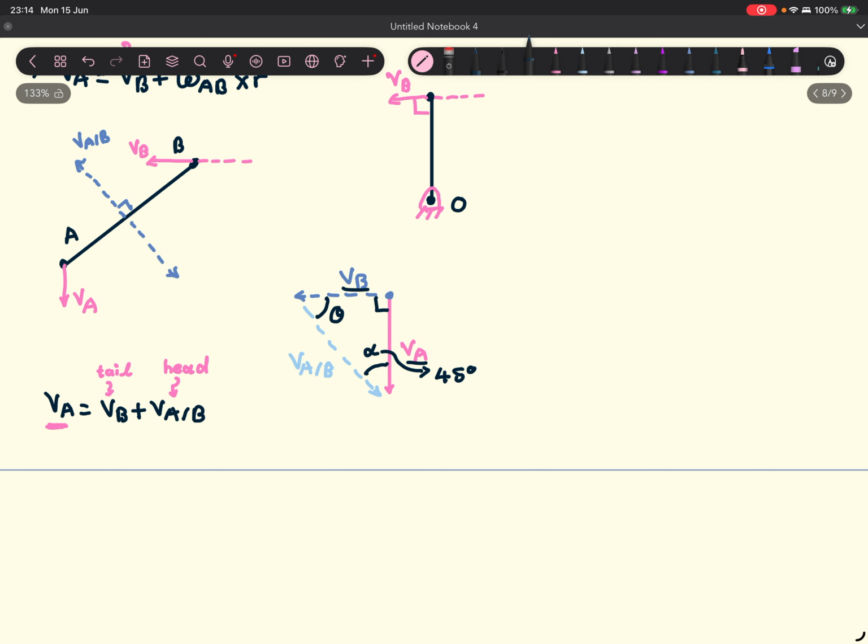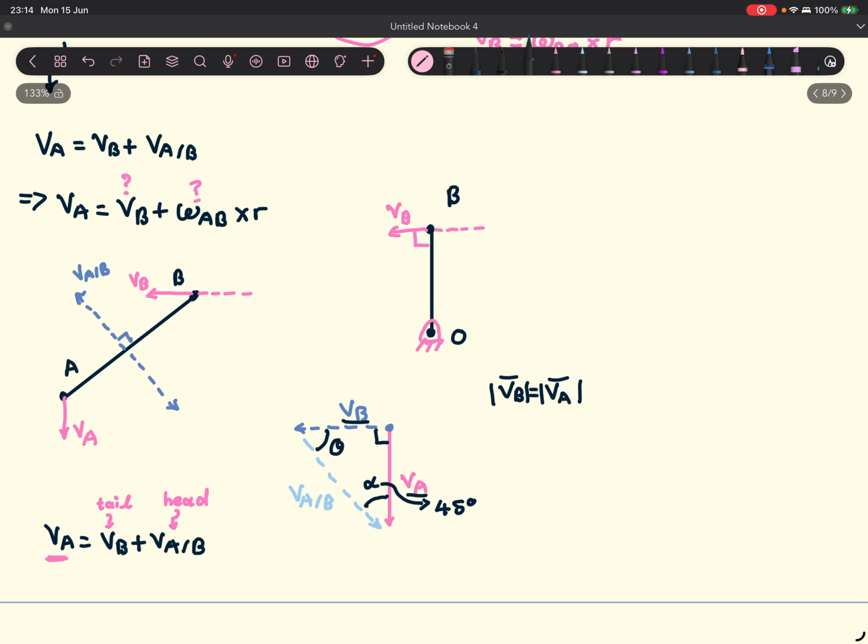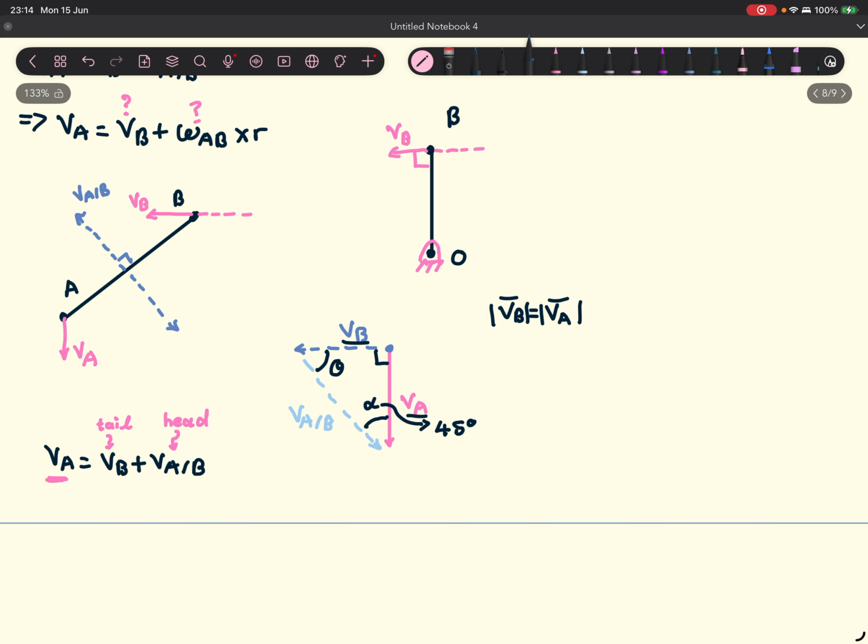And then, so VB is equal to VA, but only in magnitude. Their directions are different. So, yeah, there will be a relative velocity between the two. And then we can use this equation, VA is equal to VB plus omega AB crossed with R. And now we have VA, we have VB, and we can solve for omega AB.